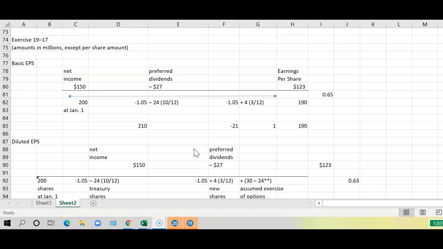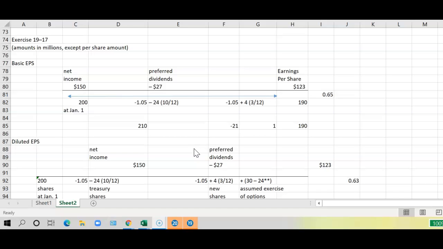Also outstanding on December 31st was 30 million incentive stock options granted to key executives. On September 13th, 2019, the options were exercisable for 30 million common shares at an exercise price of $56 per share. During 2021, the market price of common shares was $70 per share. Compute Berklayer's basic and diluted earnings per share for December 31st.